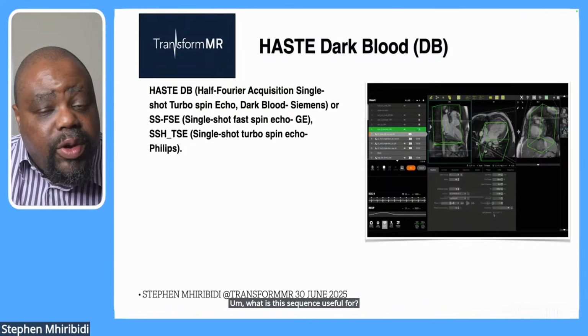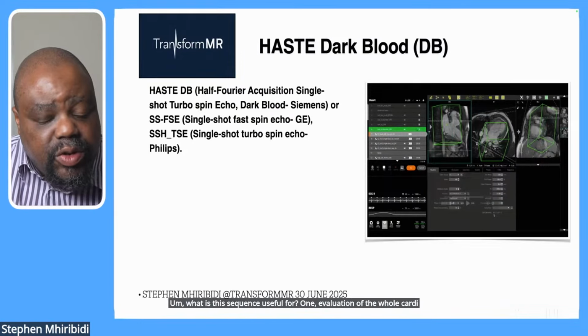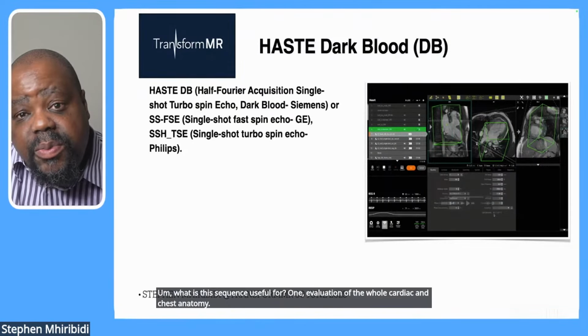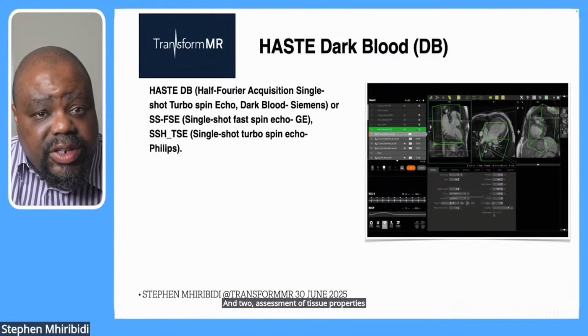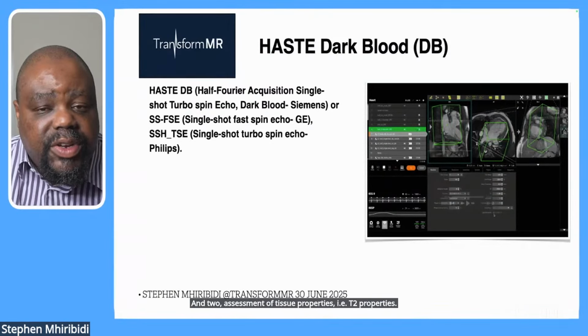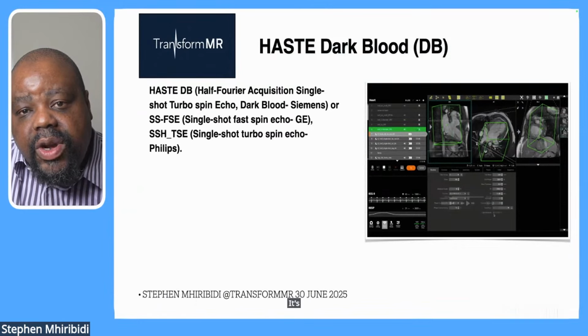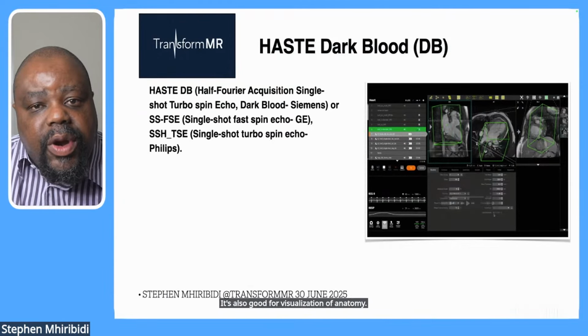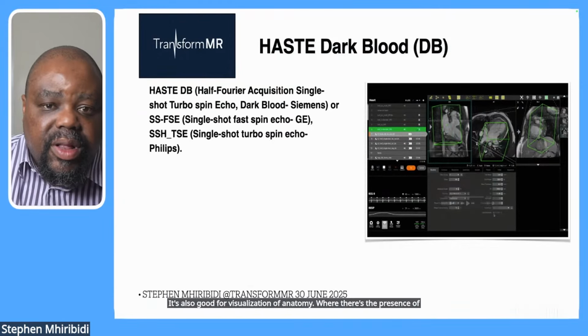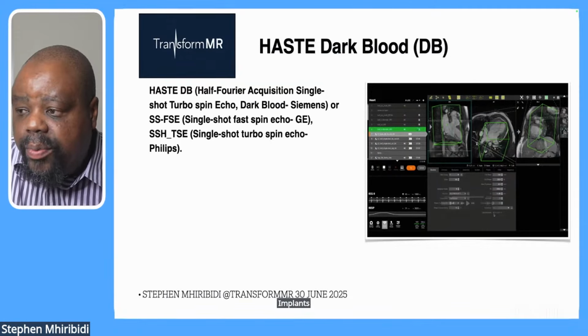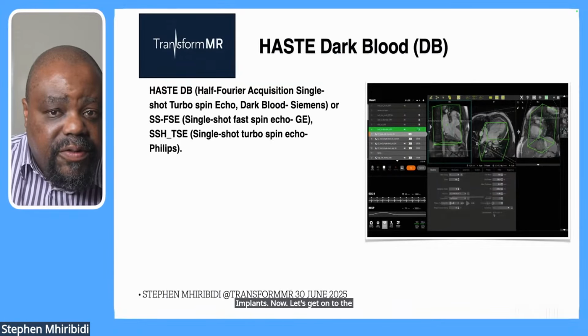One, evaluation of the whole cardiac and chest anatomy. And two, assessment of tissue properties, i.e. T2 properties, water content, inflammation. It's also good for visualization of anatomy where there is the presence of metal implants. Now, let's get on to the planning of the Haste.